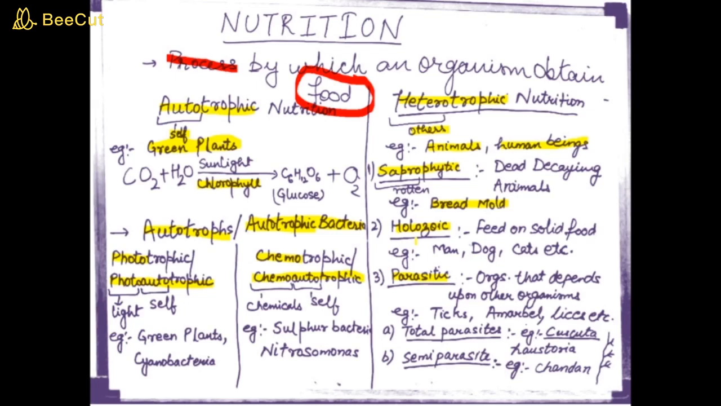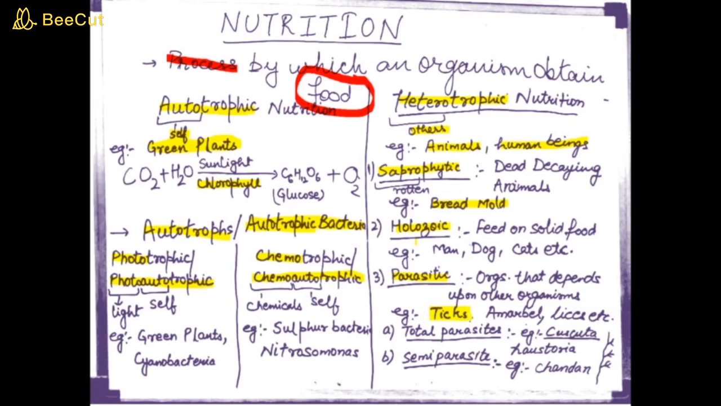The last type of nutrition is parasitic mode of nutrition. This is quite different from the previous ones we have studied. The organisms that depend upon other organisms for their food are known as parasites, and that mode of nutrition is known as parasitic mode of nutrition. Like we have seen so many times ticks on the buffaloes and cows and dogs around us. So those ticks are the parasitic organisms, and the organisms on which they are living, like dogs or buffaloes, are the host organisms.